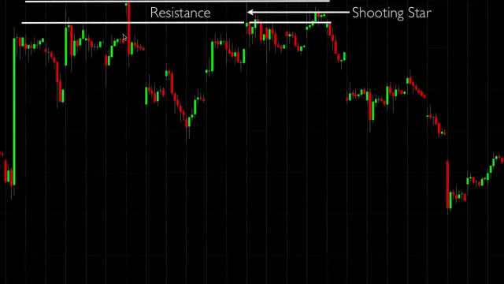Then we are looking for short. The buyers are met. We're going to go short up here. That's our bias. When we then see a shooting star like this with a nice long tail or wick, that's our entry. The price closes below and we can go in.